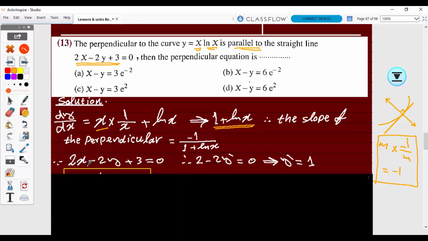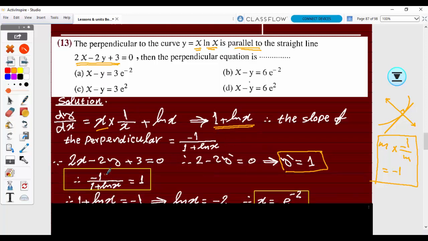How do you get the slope of this straight line? We have the straight line 2x minus 2y plus 3 equals 0. So the first derivative will be 2 minus 2y dash, which equals 0. And from that, y dash equals 1. Y dash, the slope of the straight line, equals the slope of the perpendicular.